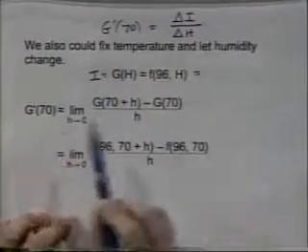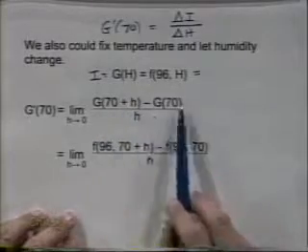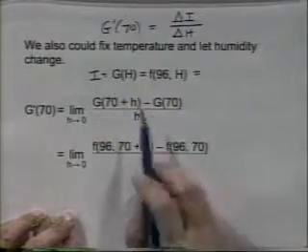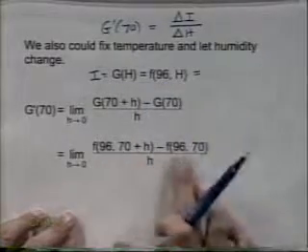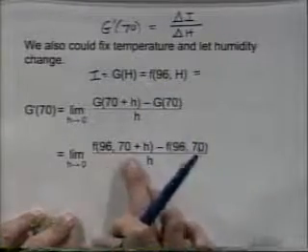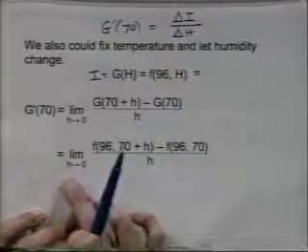So again, G prime of 70 is going to be the limit as H goes to 0 of G of 70 plus H minus G of 70. And in this particular case, G of H was F with your temperature fixed at 96. So it's going to be F of 96 comma 70 plus H minus F of 96 comma 70 divided by H, and letting H go to 0.